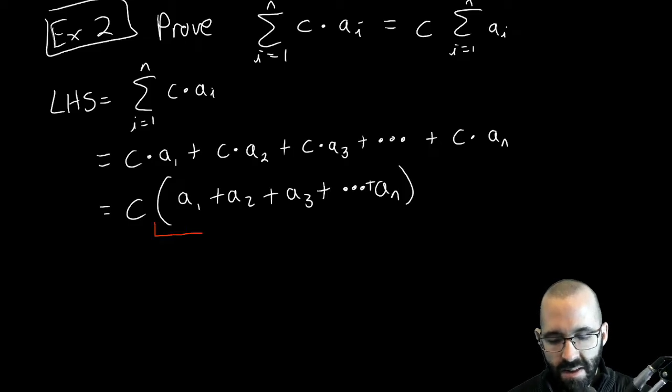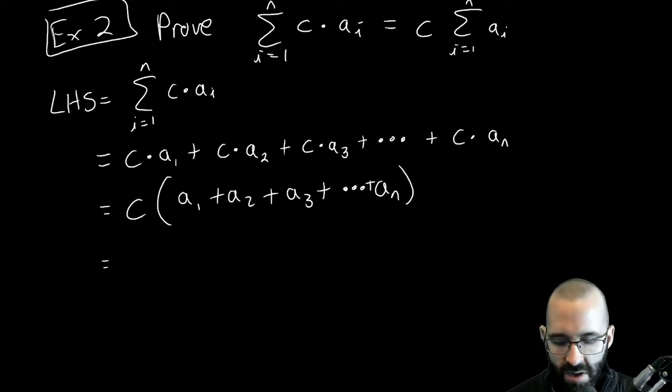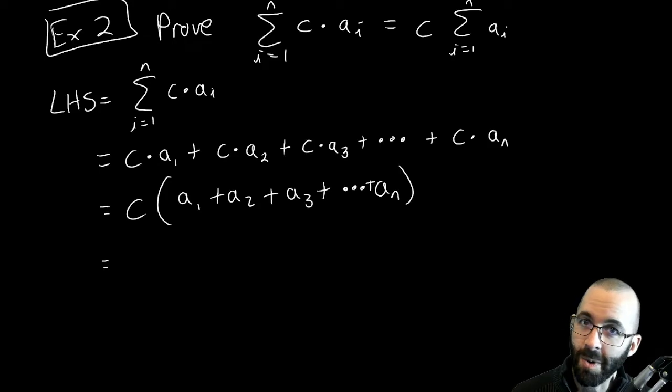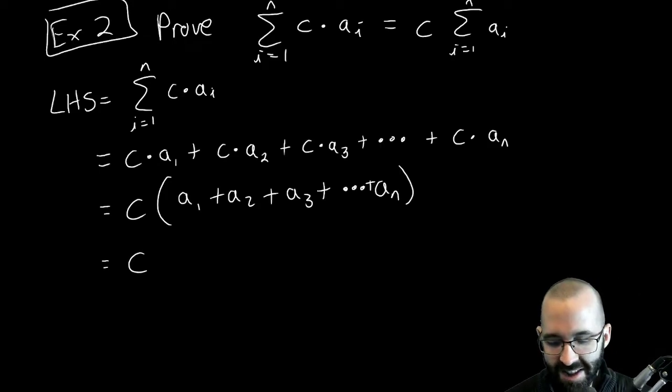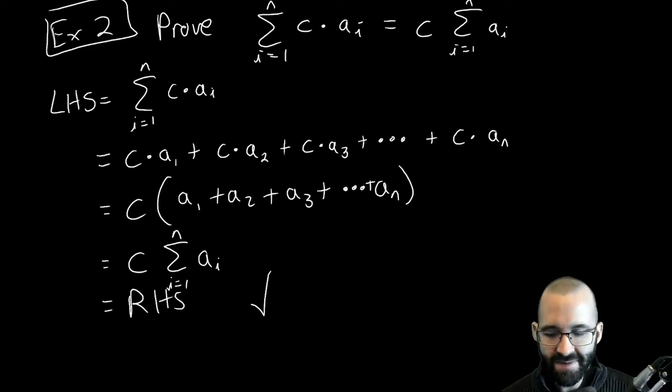Well, what's this? It's just that. Now we did it. That wasn't too bad, right? I think all of you could do this for all of these properties. Might be on a quiz. Ooh, that could be fun. Who knows? So this is just c times the sum of i equals 1 to n of a sub i, which is the right-hand side, just like we wanted to show. Check, check. Good. And that's how we can do it.